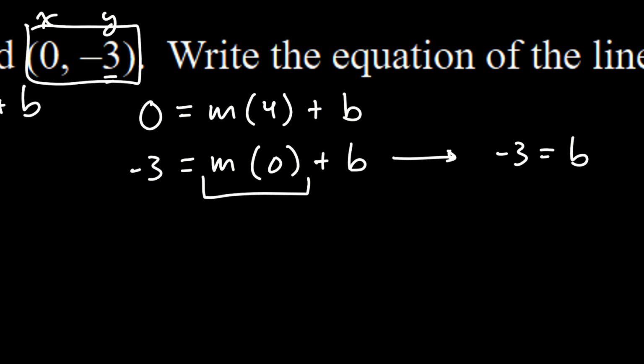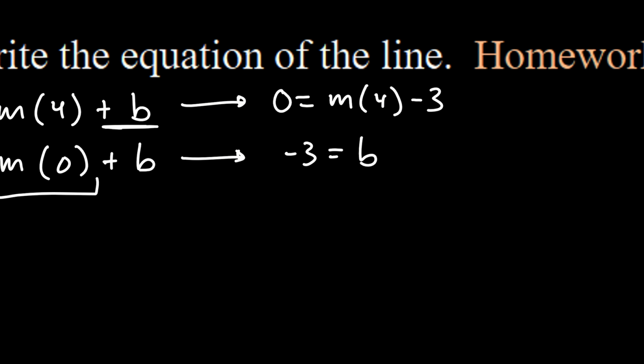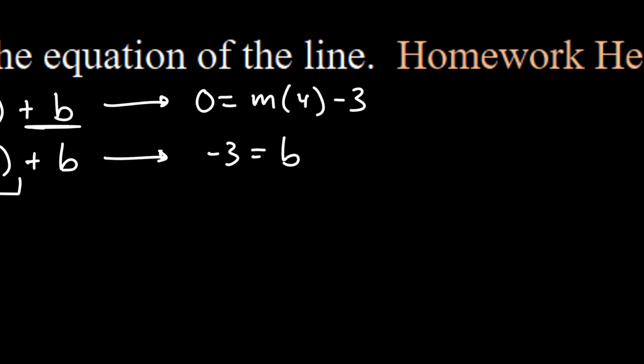Let's take that value of b now and plug it into the top equation. So if I plug that into the top equation, via substitution, it's going to become 0 is equal to m times 4 and then minus 3. So you can see I've added the b, and b was -3. Well, the thing I don't like about this is I don't have enough room. So let me solve this by adding 3 to both sides. If I add 3 to the left hand side, 0 plus 3 is 3, right? And then m times 4 minus 3 plus 3 is just going to be 4m.